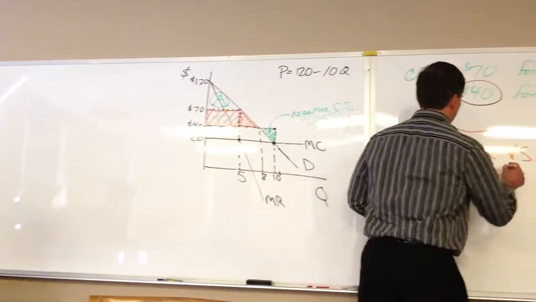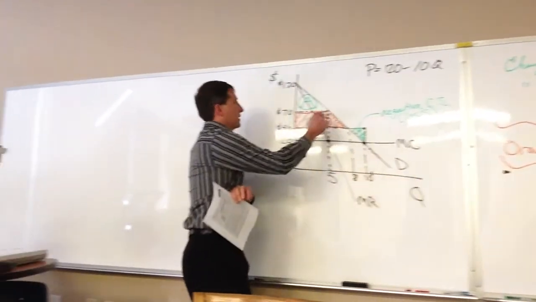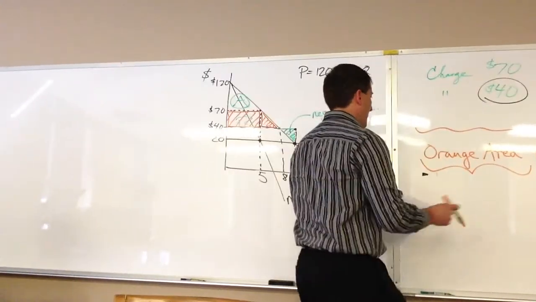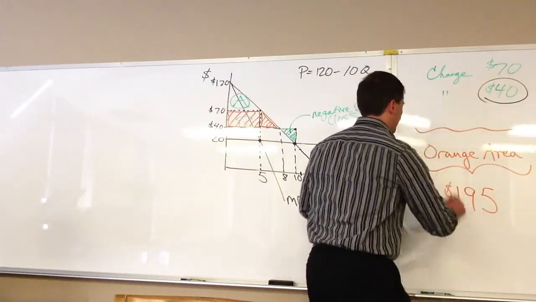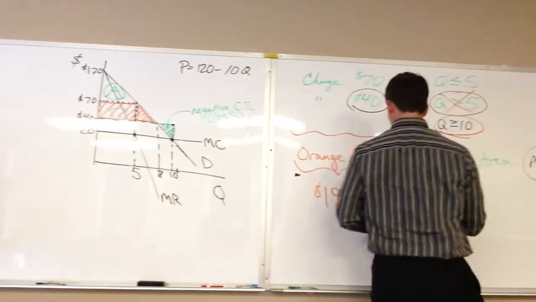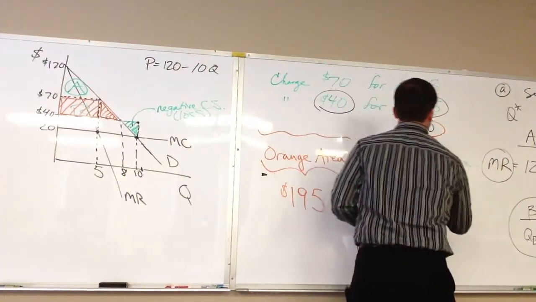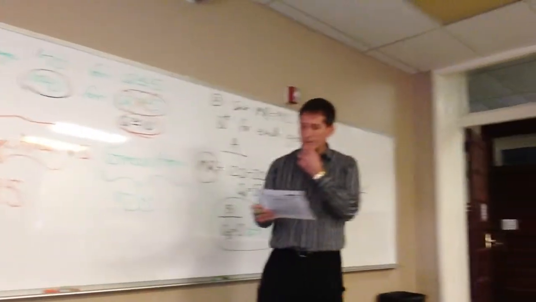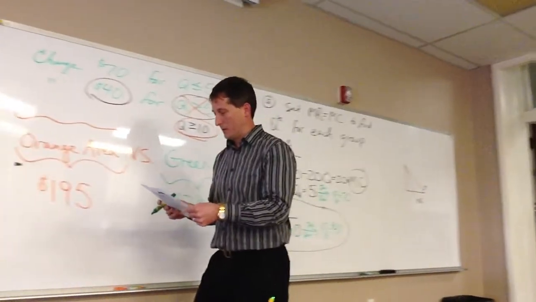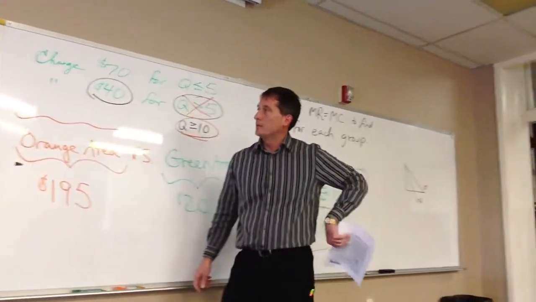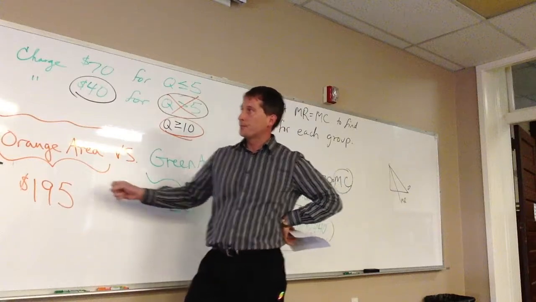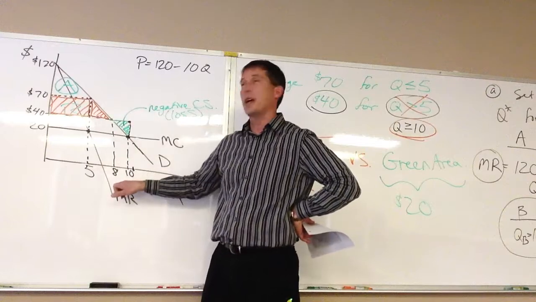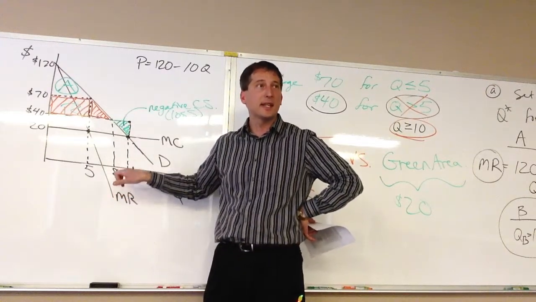So there's a couple little calculations here. You've got a rectangle plus the triangle. Who's got an area? 195 for orange. 195 for orange. Sounds good. And 20 for green. So, is this person going to buy the 10? Yeah. So it's not incentive compatible.